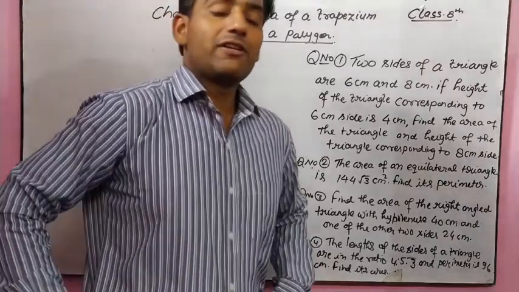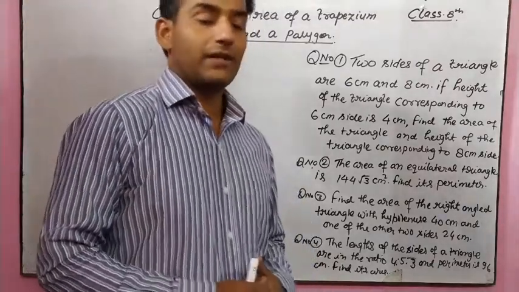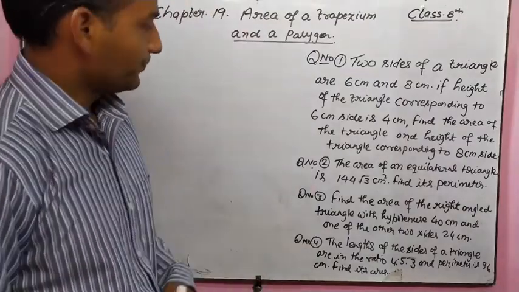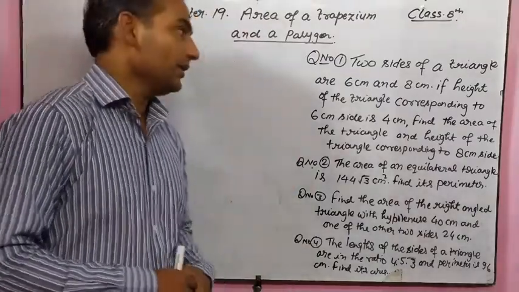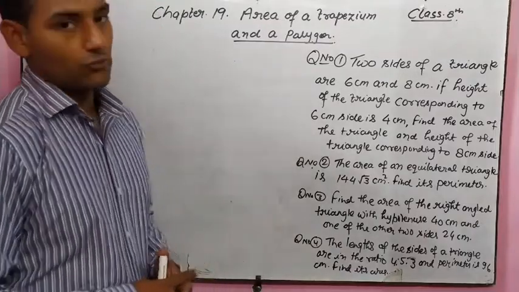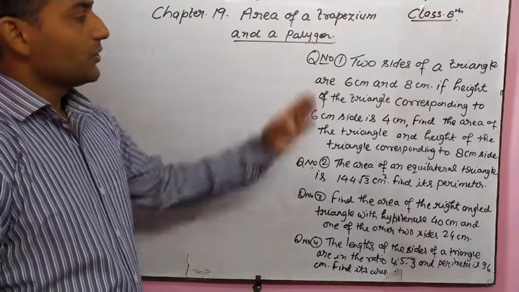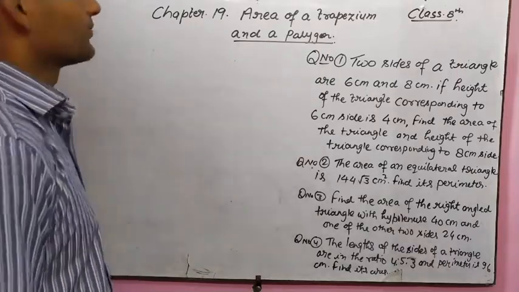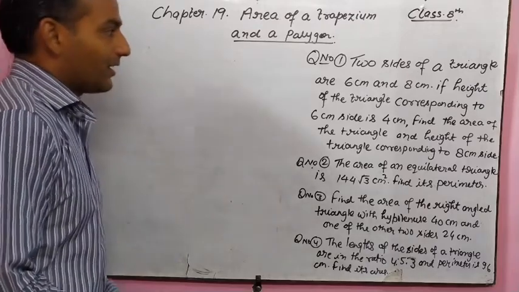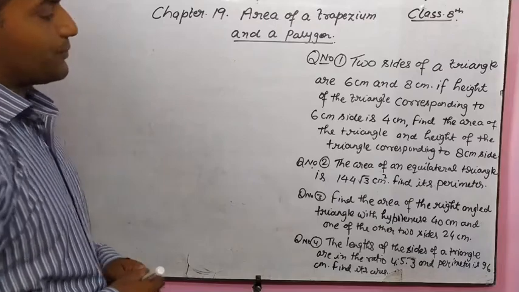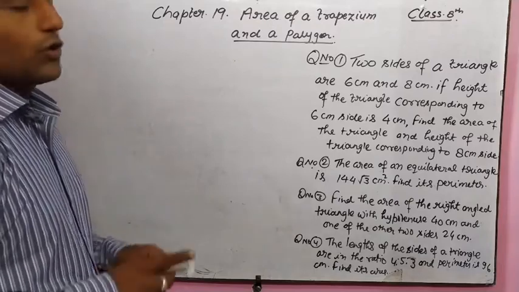So, after having some basic knowledge of area of triangles, some formulas I have told you, I have written some questions. 4 questions I have written already. So we will solve one by one and see what concepts are there in these questions. Okay. So the first question is, two sides of a triangle are 6 centimeter and 8 centimeter. If height of the triangle corresponding to 6 centimeter side is 4 centimeter.